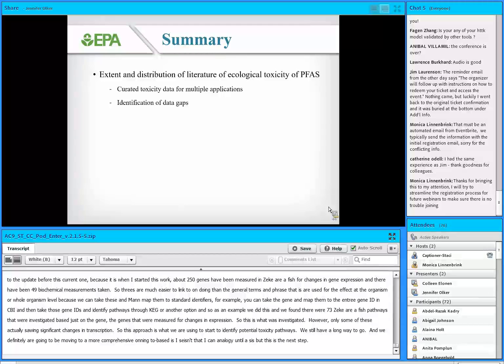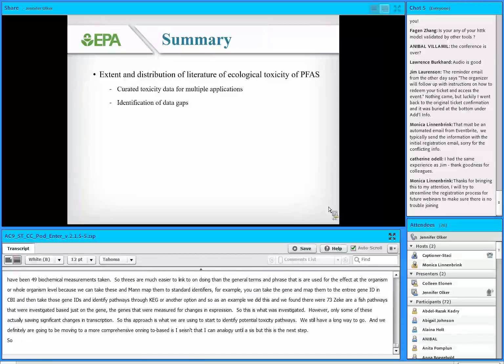we have really done quite a lot to expand the extent of literature on PFAS that are incorporated into ECOTOX, and summarized here is kind of the extent and distribution of what's available. We feel that this curated data is relevant for multiple applications, and one of the most interesting things is how easy it is to identify the data gaps when you go through this process. Definitely some areas that need more research, and others that really need to be summarized and synthesized.